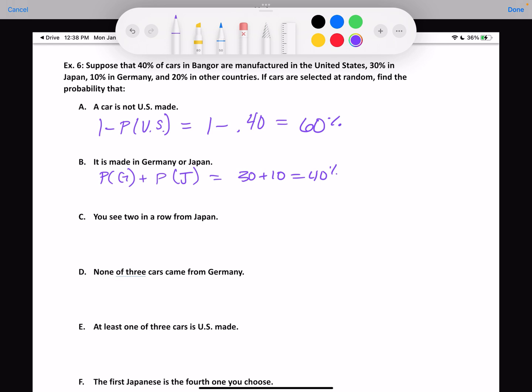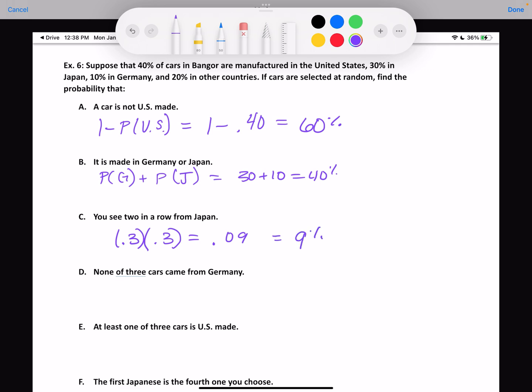Okay. All right. The probability you see 2 in a row from Japan. So, the weird thing from yesterday, the one where they were independent. You have to assume they're independent. I've got to look at yesterday. Give me a minute. So what's the probability that the first one is made in Japan? 30%. So 0.3. What's the probability the second one's made in Japan? So that's going to be 0.09 or 9%.